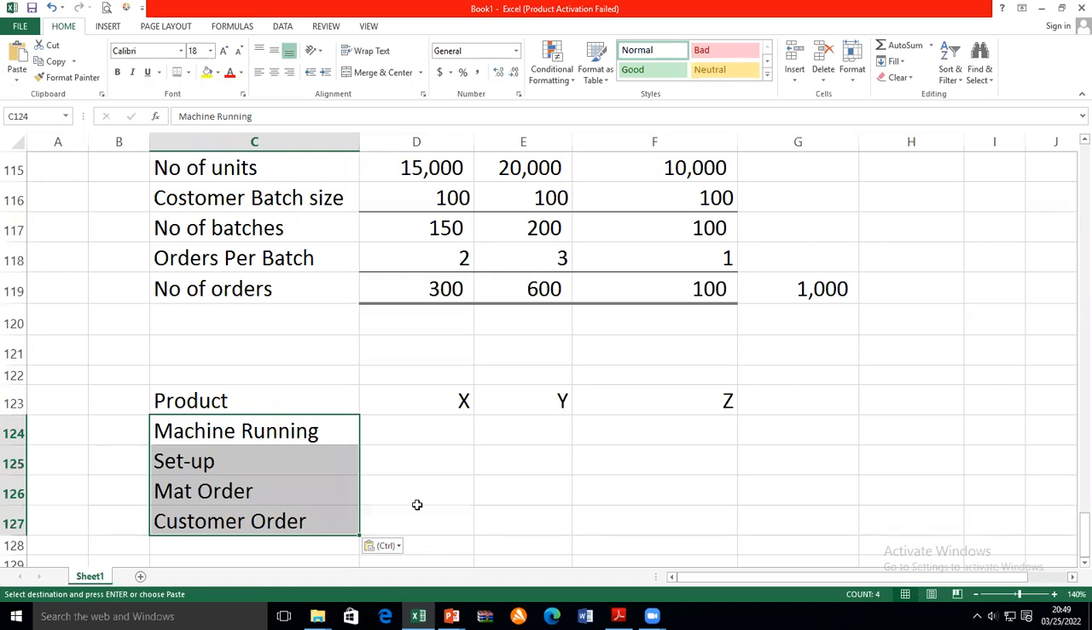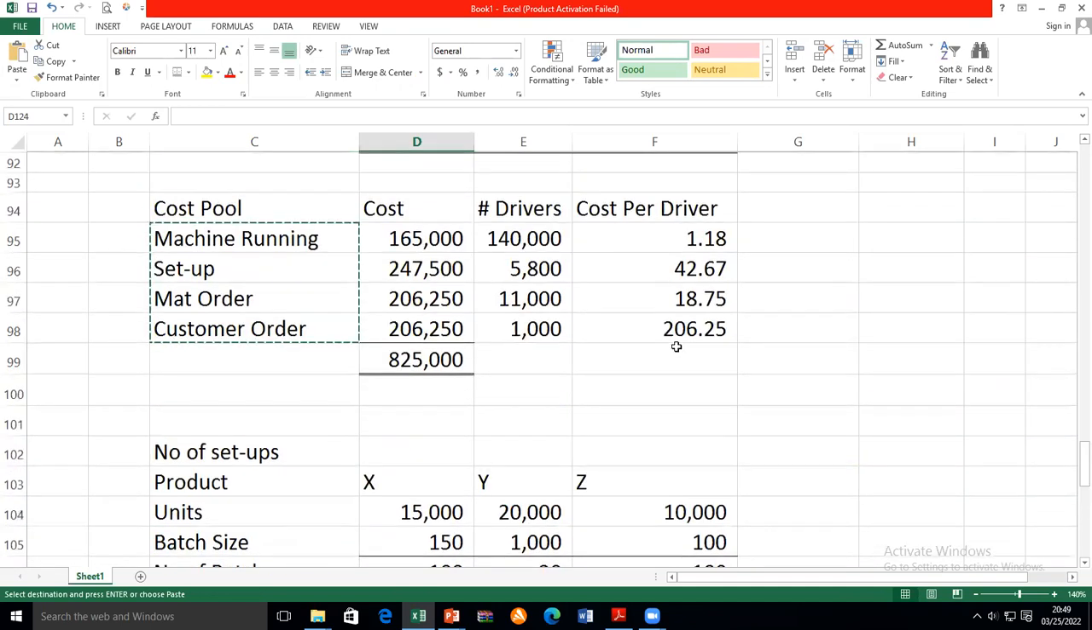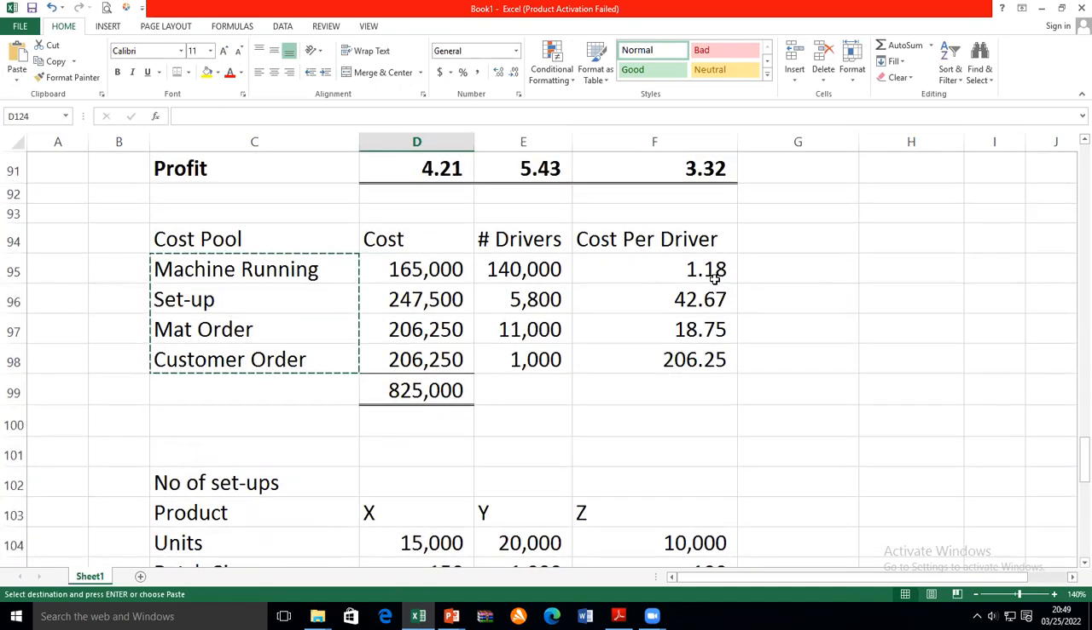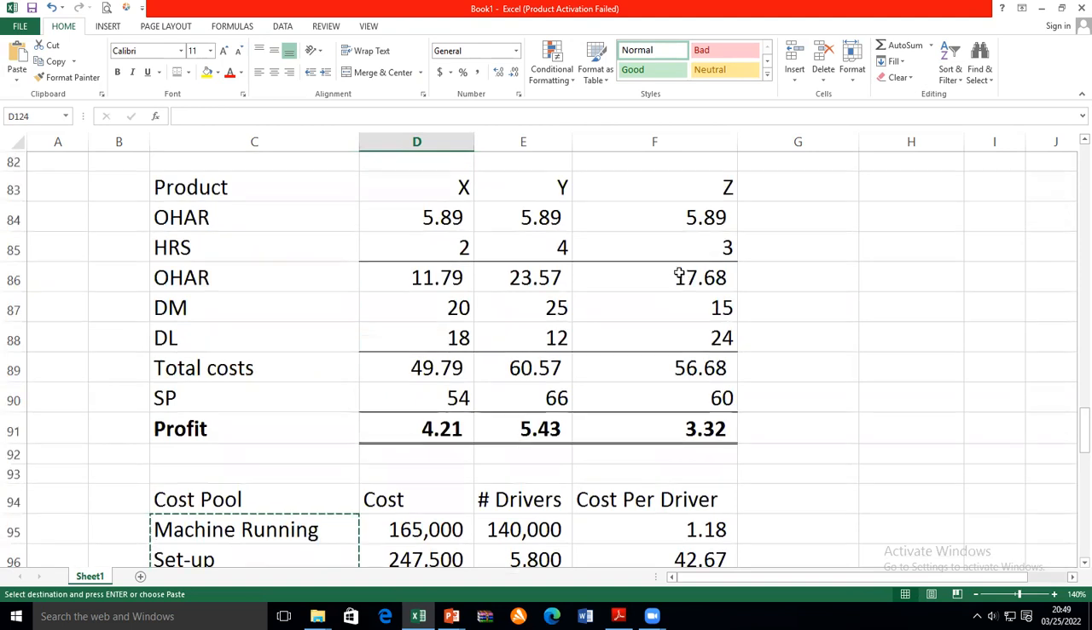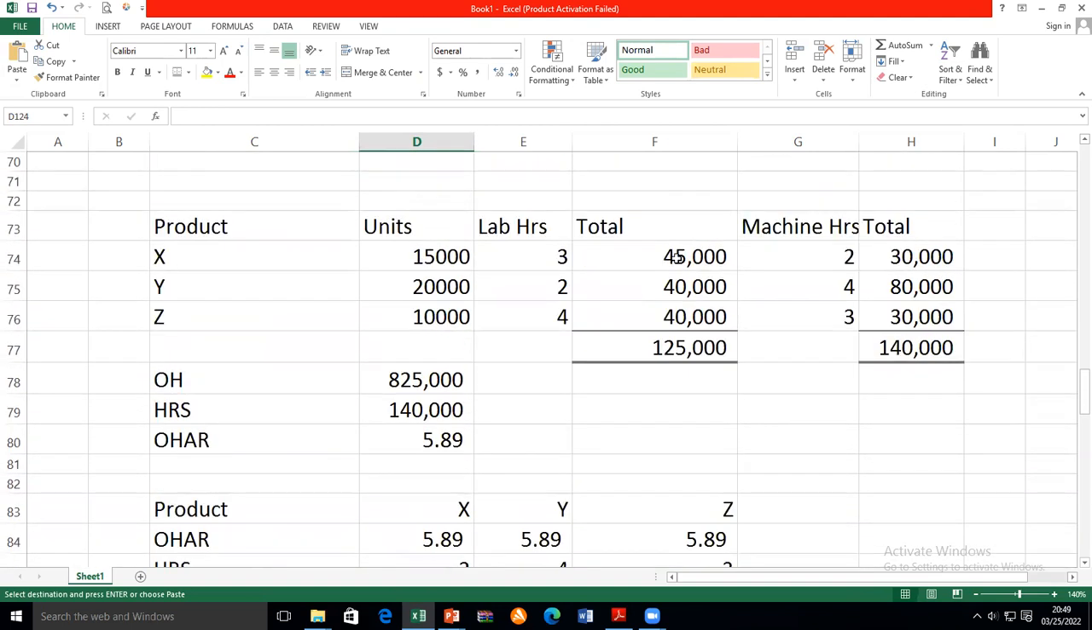Let's go to machine running. Our cost driver is what? Here, 1.18 per each machine hour. Now, how many machine hours does product X get? You don't have a problem, you have your information here. Machine hours. X takes how many machine hours? 30,000. This one, 80,000. That one, 30,000. So you're going to multiply 30,000, 80,000, and 30,000. Yeah, you're going to do the multiplication.